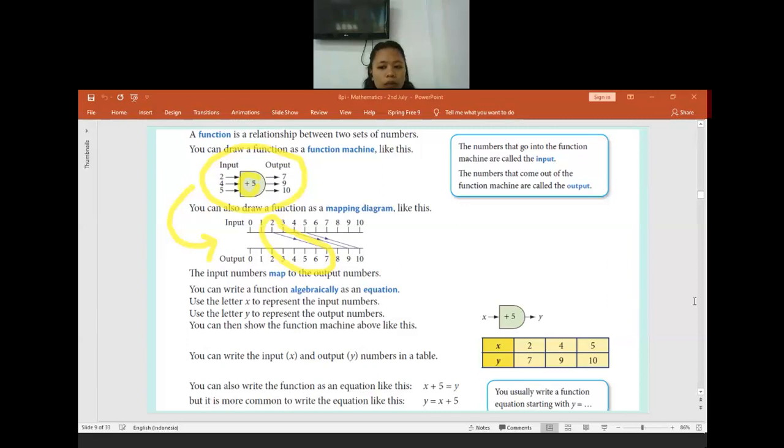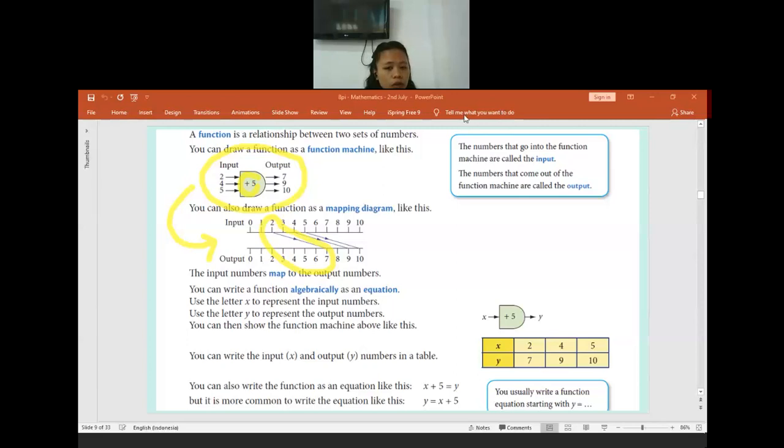Is there anyone who has a question? If you have any question, you can type it in the chat box or you can interrupt me. It's okay. You can unmute yourself and tell which part is still confusing for you about the function machine and also the mapping diagram. Is there anyone having a question? No one?